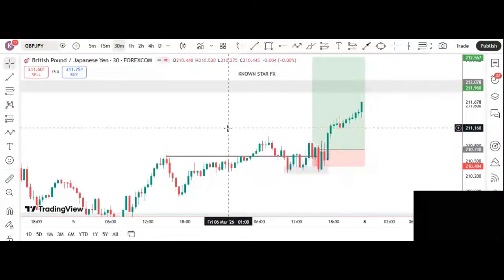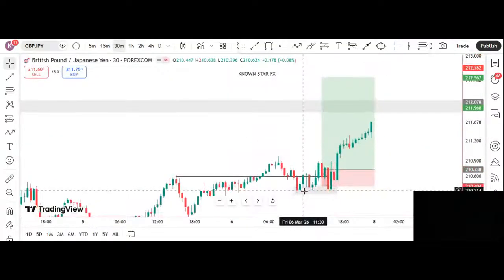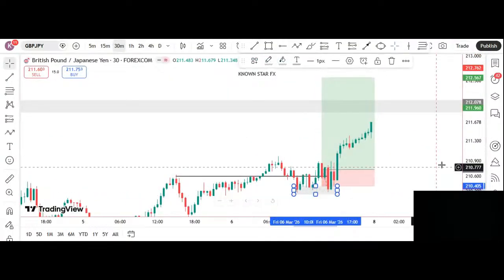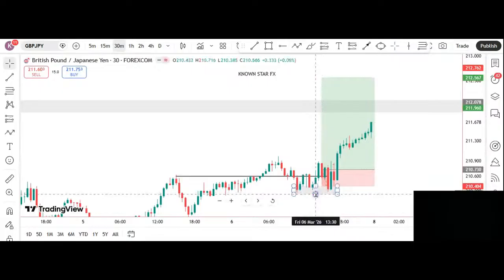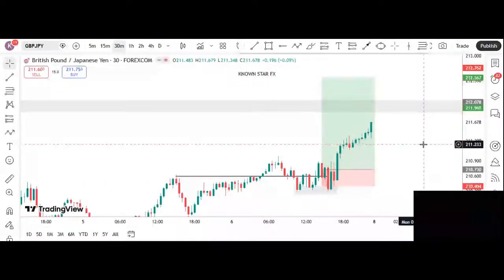So what happened? It came back to the support, to the low that it created, before buying again. So that's one of the main things.